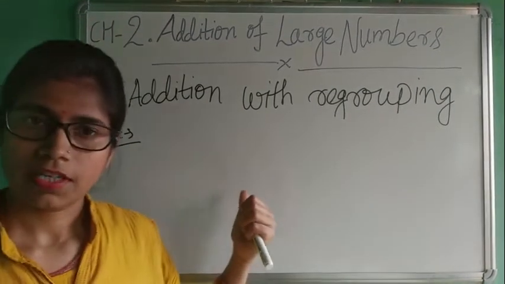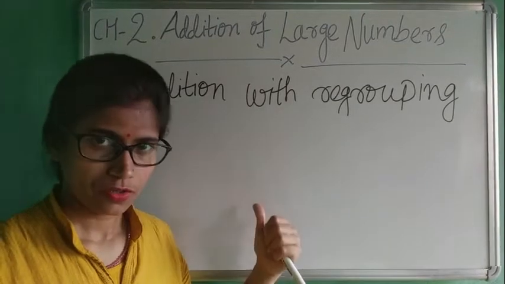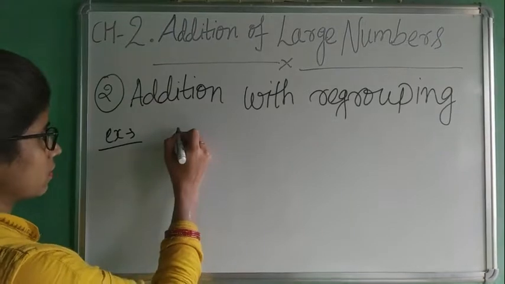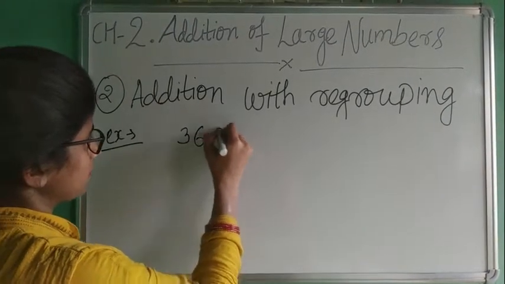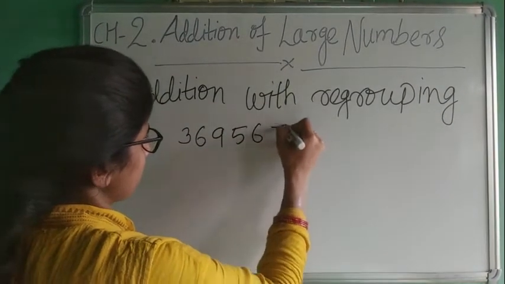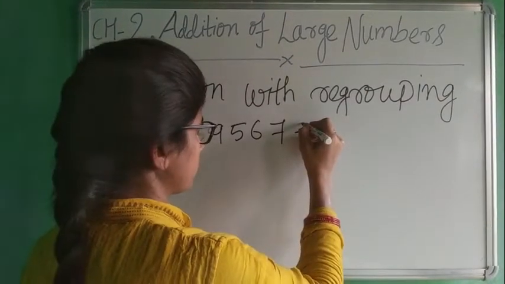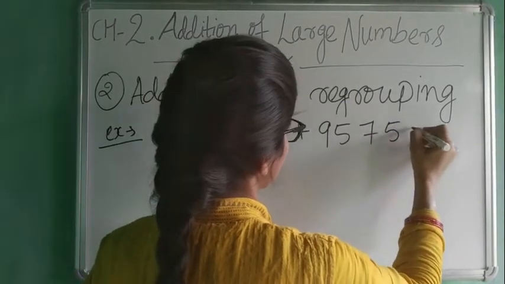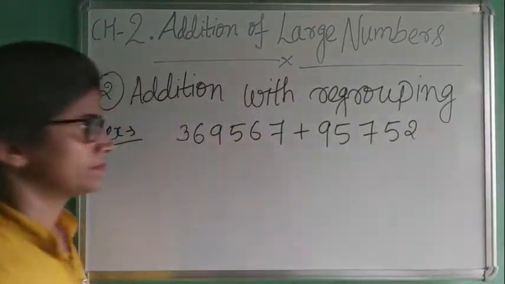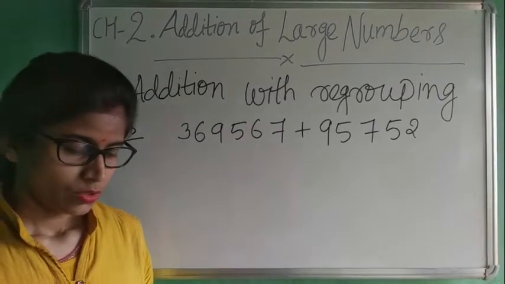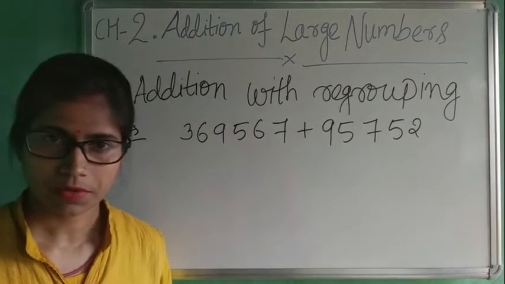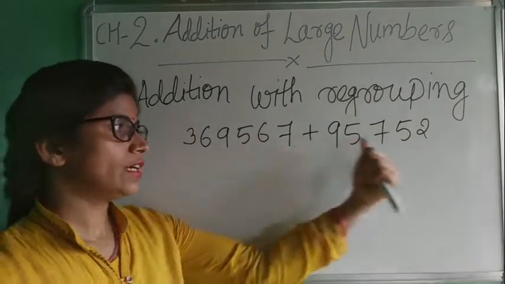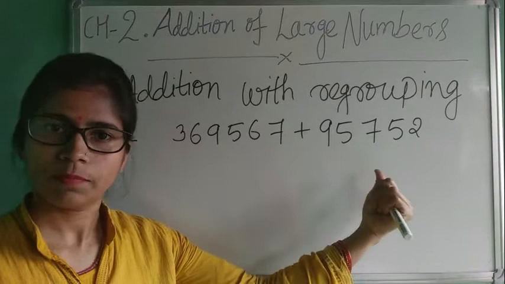I am taking one example, but you have to arrange. We will arrange here and then we will add. So we are having this number. Okay. And we have to add. What I have told you, first of all, you will arrange these two numbers according to the place value.